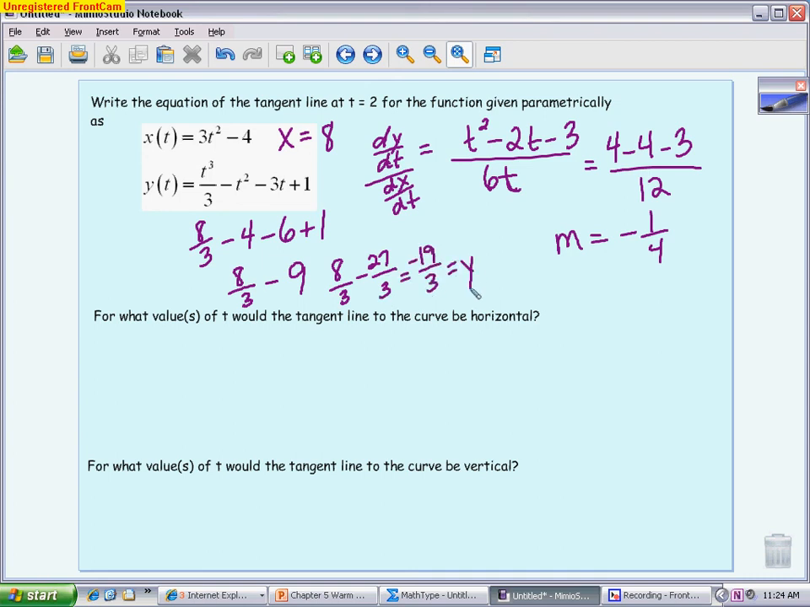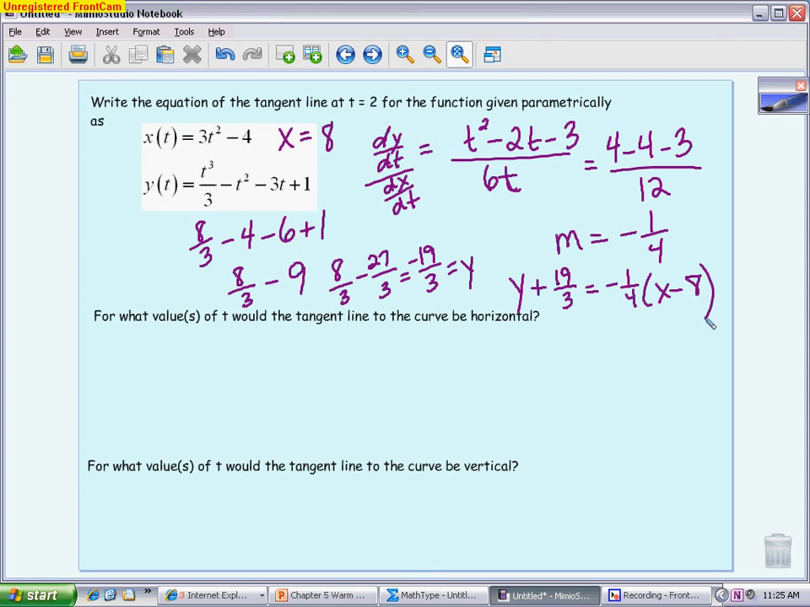Not the prettiest y coordinate, but I'm still going to put everything in point slope and not have to worry about too much simplifying. So my tangent line equation: y minus negative 19/3, so plus 19/3, equals my slope, negative 1/4, times x minus 8. And unless they actually ask you in a multiple choice question to rewrite it, into maybe a standard form or a slope-intercept form, I'm going to stop. I'm going to leave it in point slope form unless I have to rewrite it. It's just simpler to work with it like that.